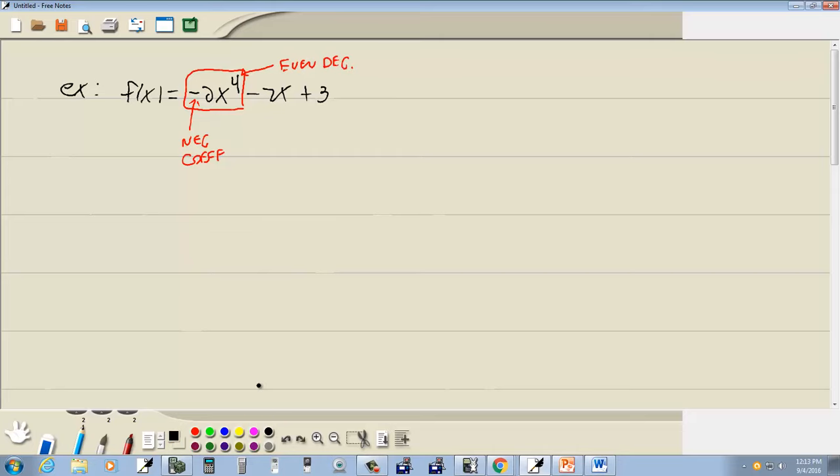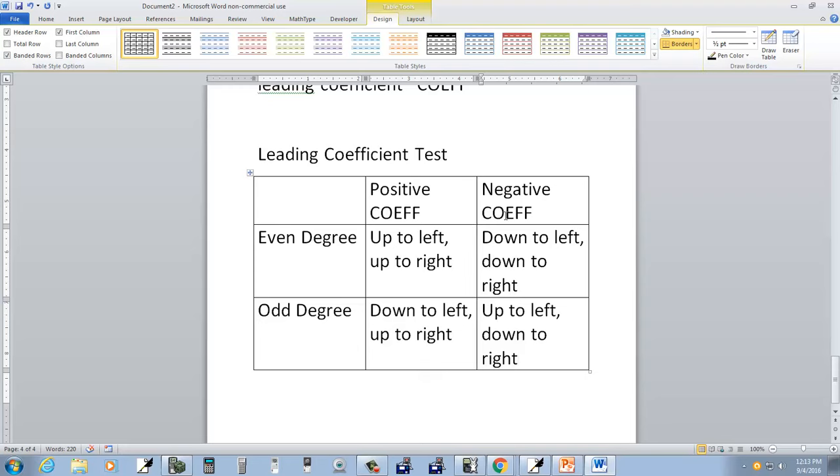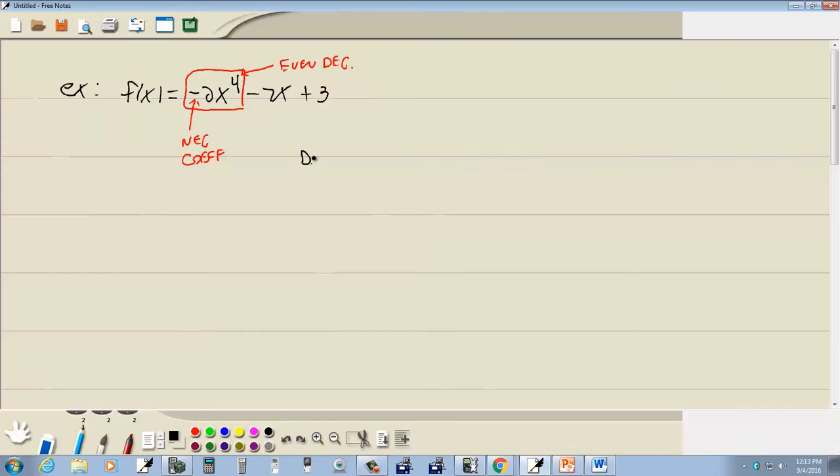So I'm going to go look that up in my table. Even degree. Now, here's an even degree. And so we got two possibilities, either positive coefficient or negative coefficient. This one was a negative coefficient, so this is down to the left, down to the right. So down to the left, and down to the right.